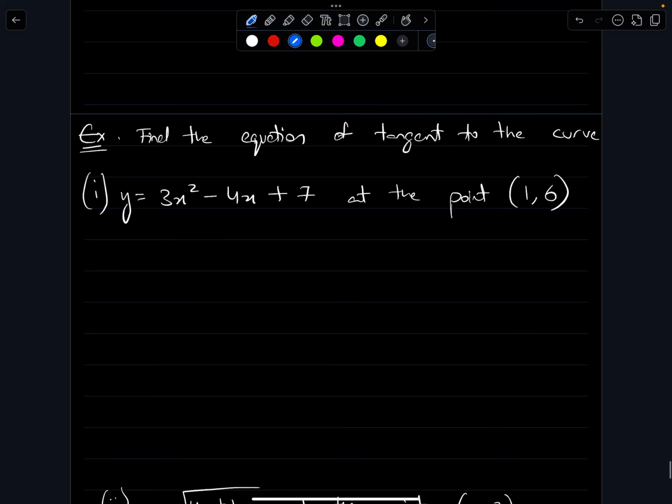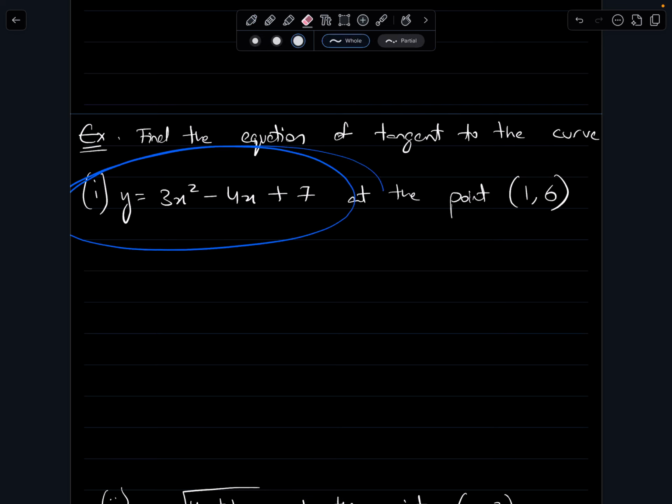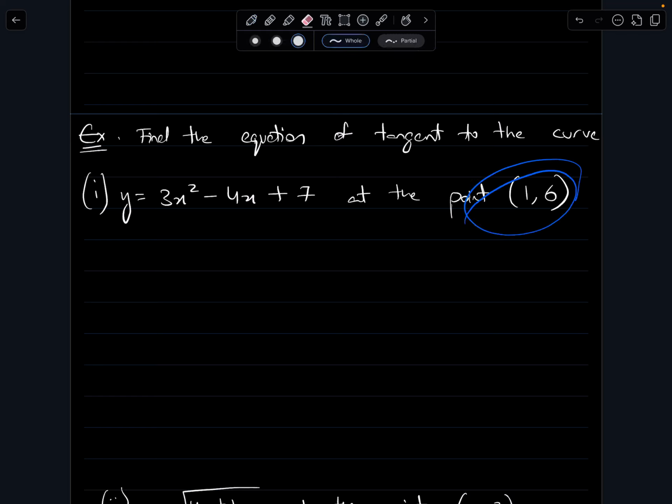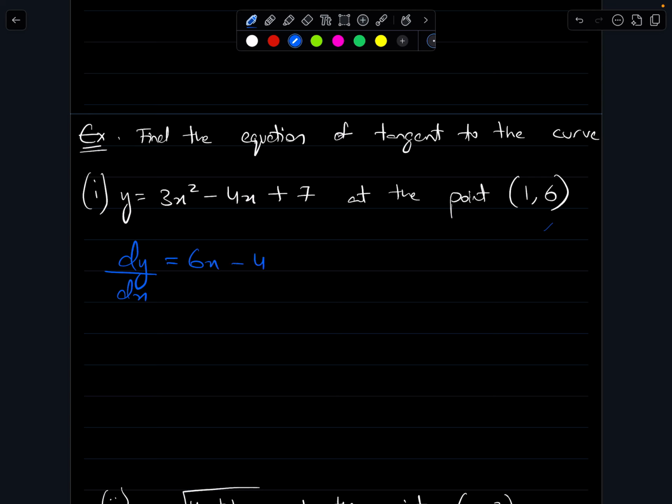Now, a few examples. So let's say we are given this quadratic equation and are asked to find the tangent equation at this point. In this case, the first step is finding dy by dx, and it turns out to be 6x minus 4. Now we are given the x coordinate, so we'll simply substitute 1 in place of x, and the gradient, how about we represent the gradient by m, turns out to be 2.